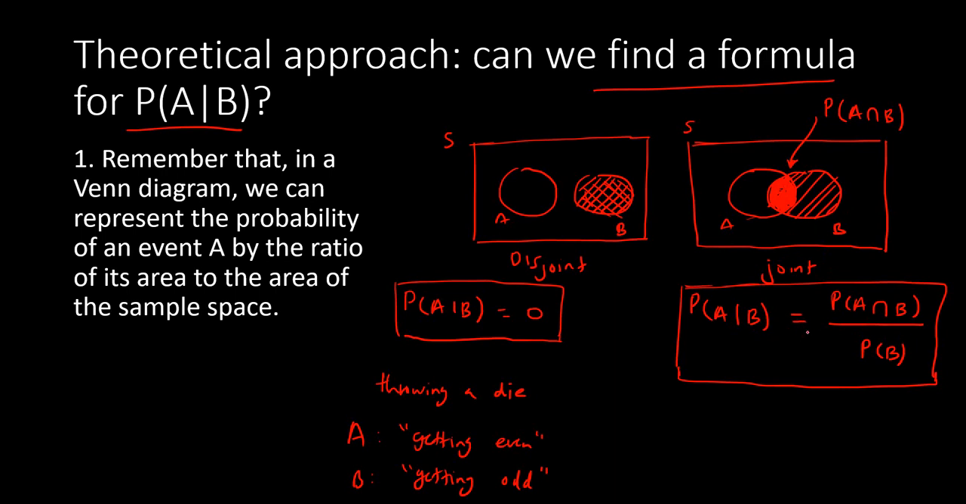So this is the formula for finding the probability of A given B. It's going to be equal to the probability of A and B over the probability of B. I'm going to stop it right there. See you in a few seconds.